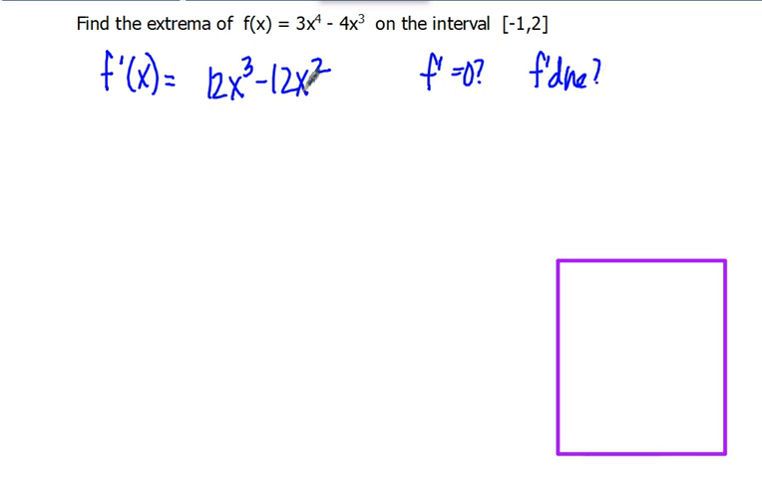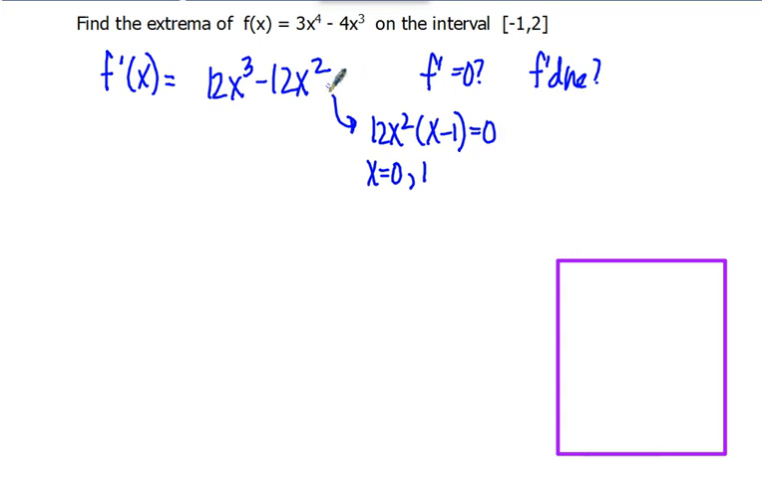So here's our derivative. We'll set it equal to 0. I'm going to go ahead and factor at the same time. So factor out 12x squared. You're left with x minus 1 equals 0. So the derivative equals 0 when x equals 0 or x equals 1.